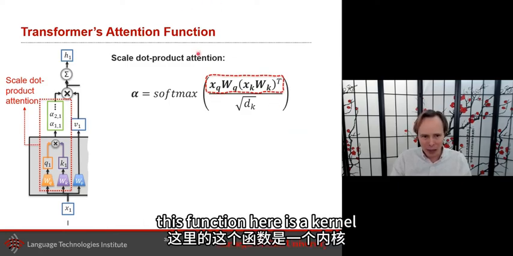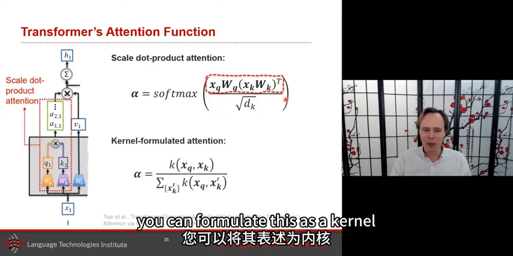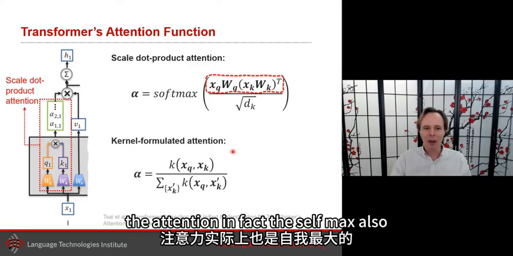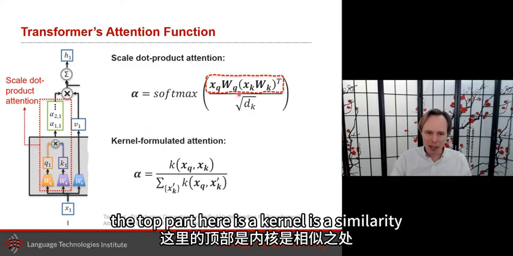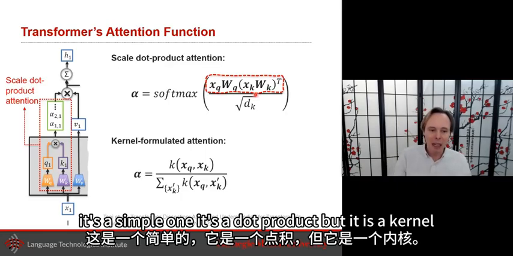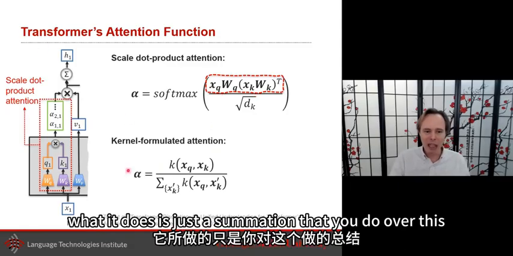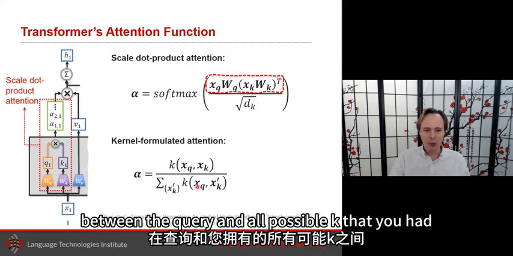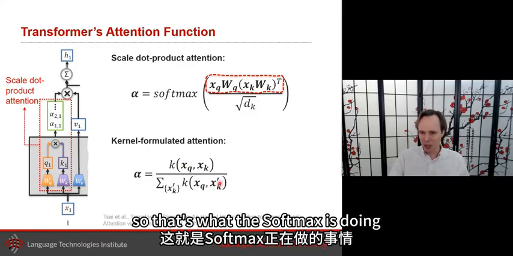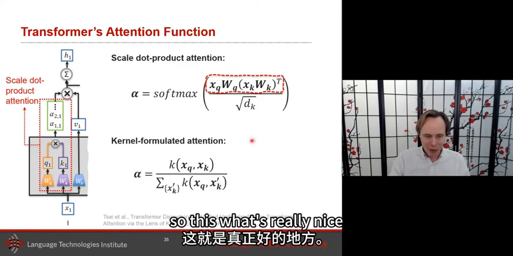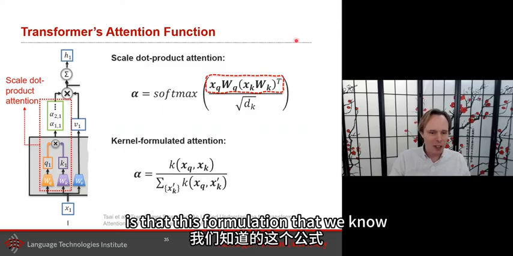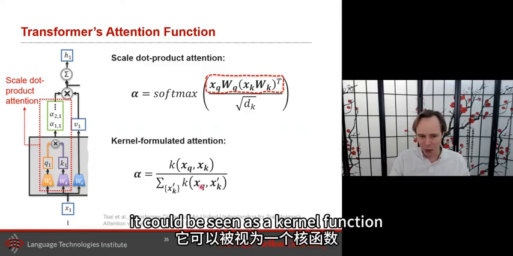This function here is a kernel. You can formulate this as a kernel. The attention, in fact, the softmax also, the top part here is a kernel, a similarity. It's a simple one, it's a dot product, but it is still a kernel. And the softmax is just a summation that you do over these kernels between the query and all possible keys that you had. So that's what the softmax is doing. What's really nice is this formulation that we know could be seen as a kernel function.